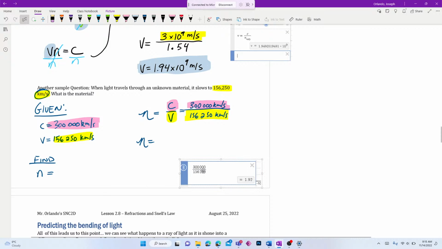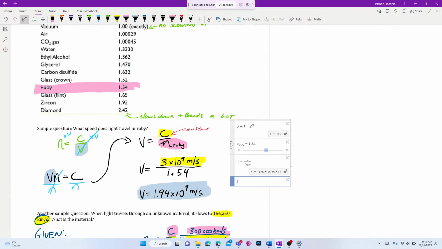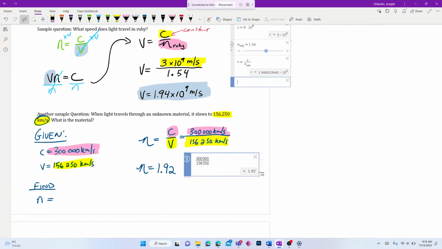And look at the table above. Does that equate to any material? Is it close? Did I screw up the question or are we good? No. Hey, look at me. So what is the material? Does that make sense?